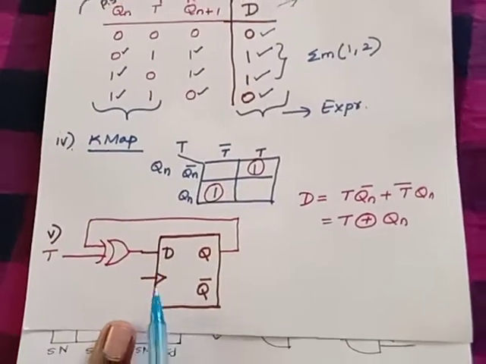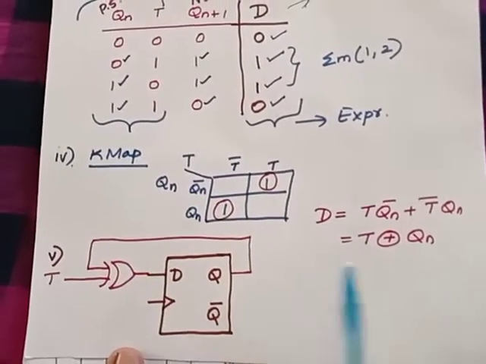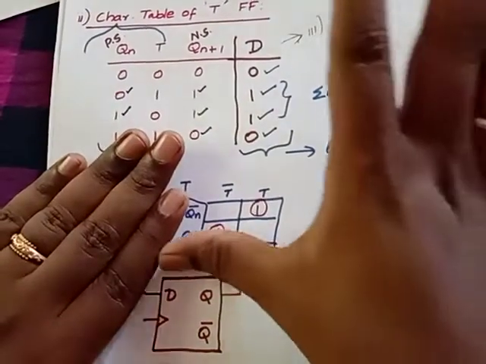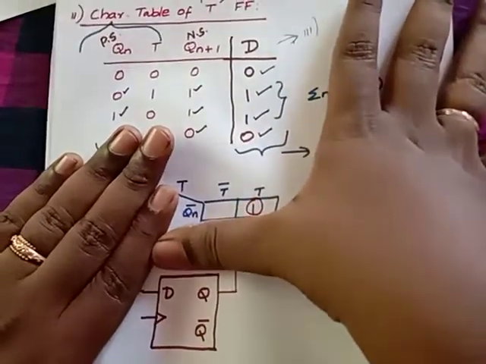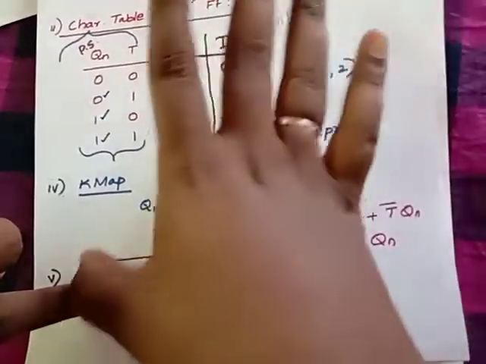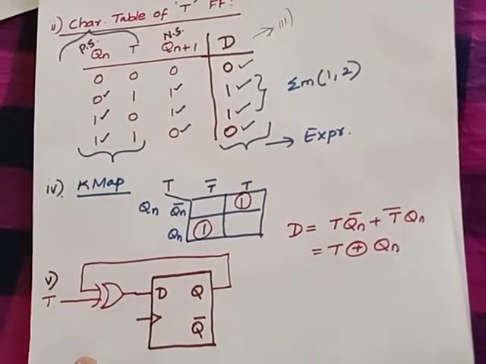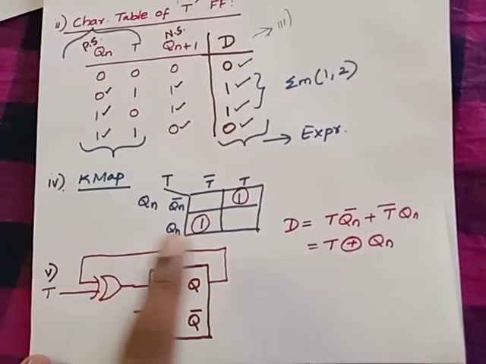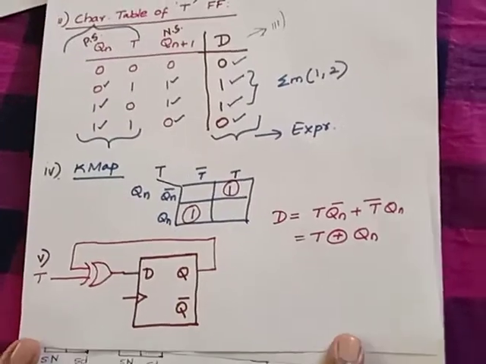Just draw the given flip-flop first and then add your new circuit. So without this it is actually a D flip-flop, correct? Without this it is actually a D flip-flop. Now by adding an XOR gate and connecting it with Q, this becomes a T flip-flop. So this is the procedure for converting your D flip-flop into a T flip-flop. I hope you are clear with this.